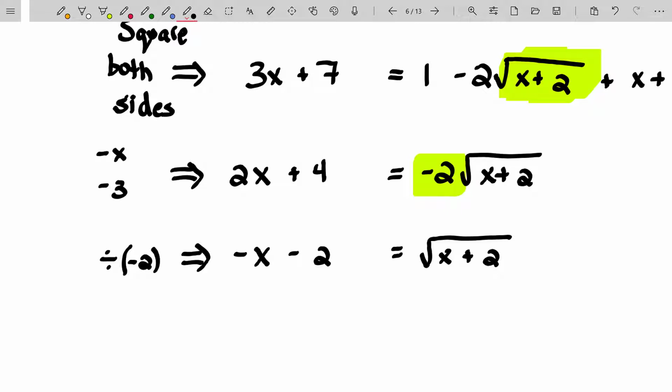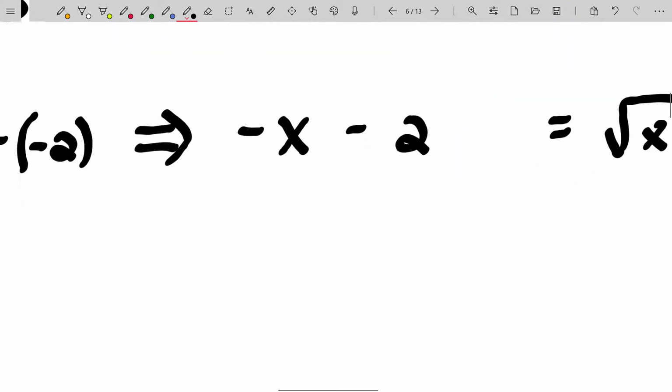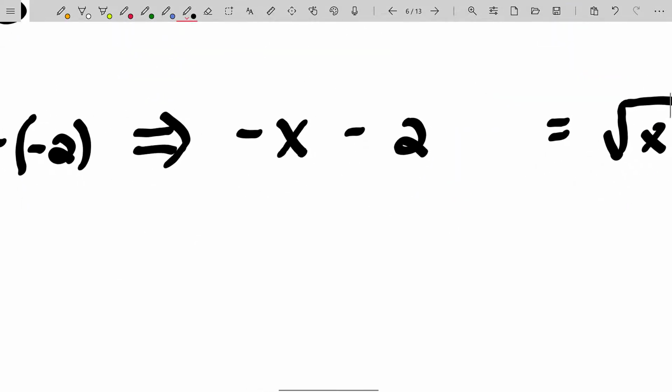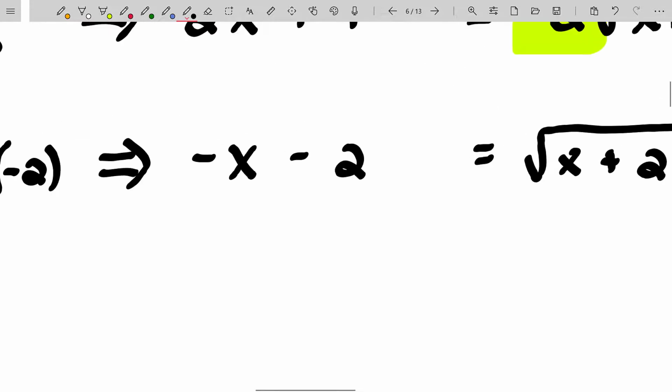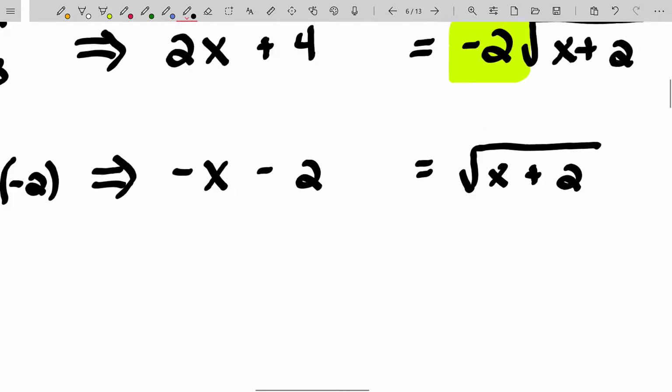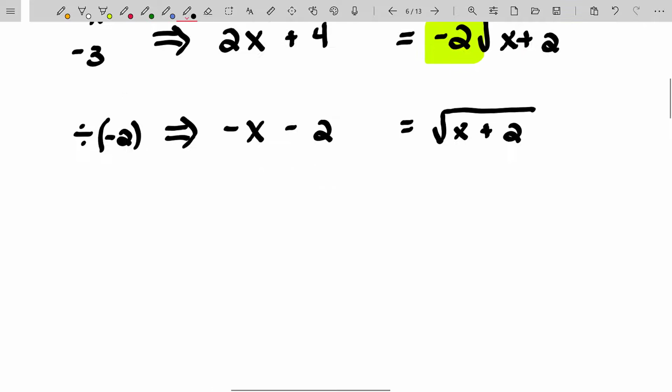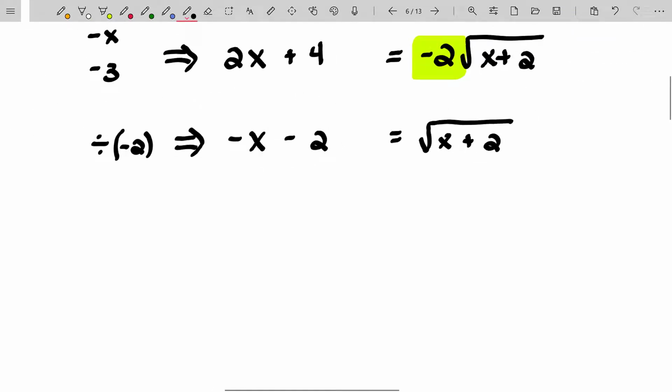Now I will have some students that will stop here and say no solution because square roots can't equal negative numbers. However, you do not know if that left-hand side is a negative number because that left-hand side has an unknown. What if x was -1,000? Then you'd have +1,000 minus 2, and so that left-hand side would become positive. So you don't know if that left-hand side is positive or negative. Just because there are minus signs over there does not mean it's negative.